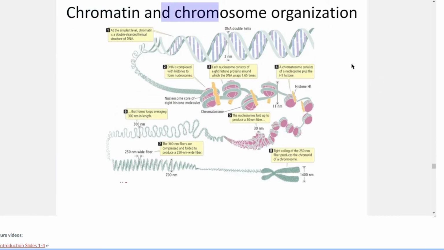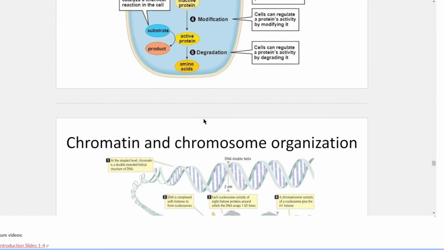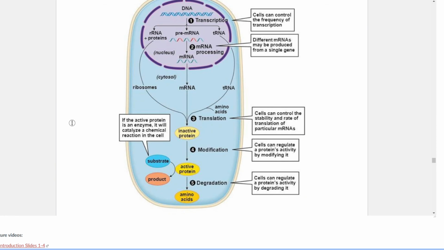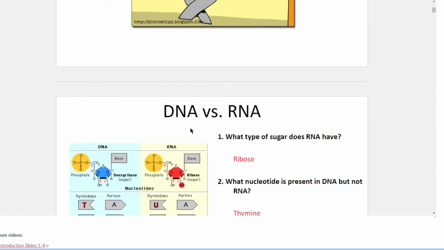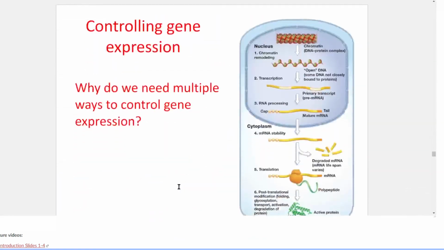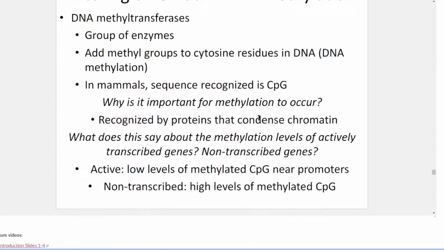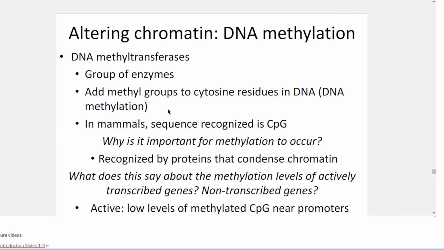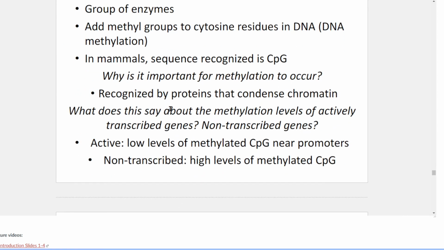So, we have DNA, double helix. We can form these with histones to make nucleosomes. This picture looks weird. It's showing you how everything gets organized and made into a chromosome. I like the other picture better. There was another picture before, on yesterday's slide. Okay, keep going.